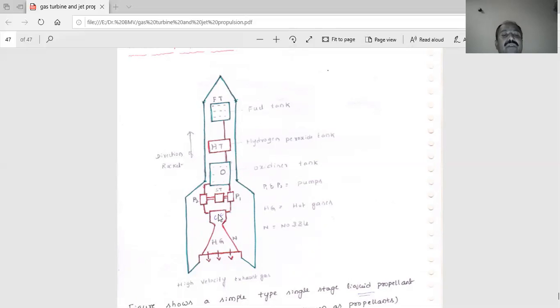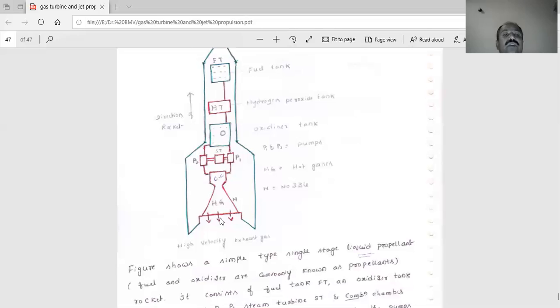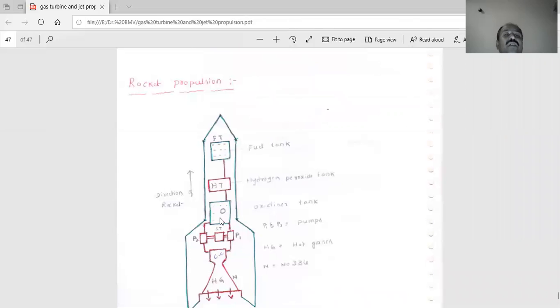Afterwards the steam and oxygen are supplied to the combustion chamber through the pumps, which are driven by the steam turbine. Then combustion takes place in the combustion chamber, and an enormous amount of heat energy is liberated. The exhaust gas leaves through a nozzle, and the high velocity exhaust gives a lift force to the rocket, which travels at high velocity. This is the functioning of rocket propulsion.